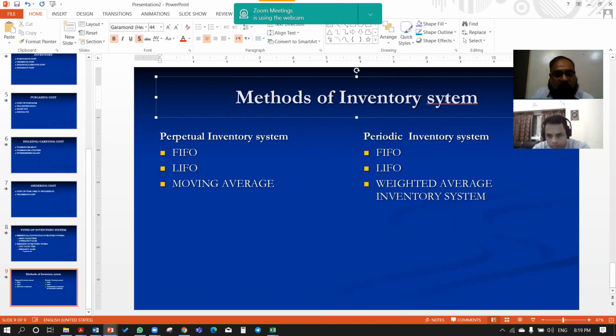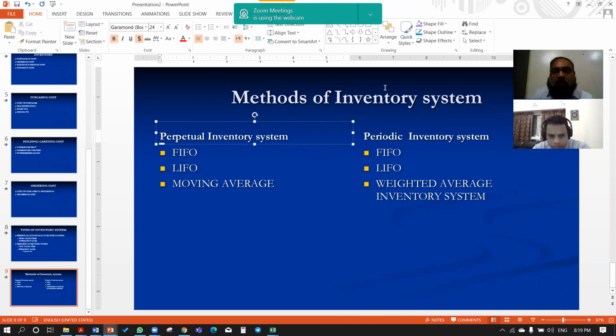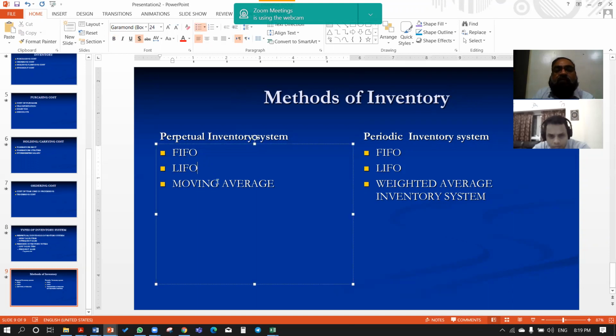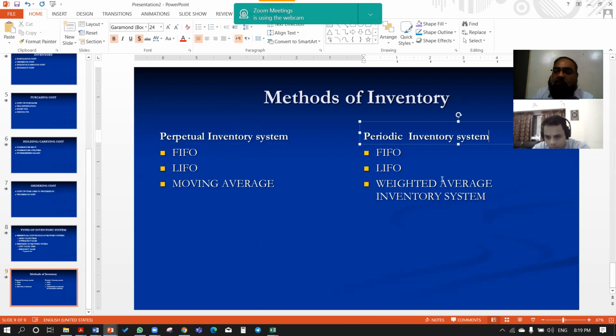Under the methods of inventory system, we should understand that the methods of inventory will be different. Under the perpetual inventory system it will be FIFO, LIFO, and moving average, and under the periodic system it will be FIFO, LIFO, and weighted average. These are the methods.